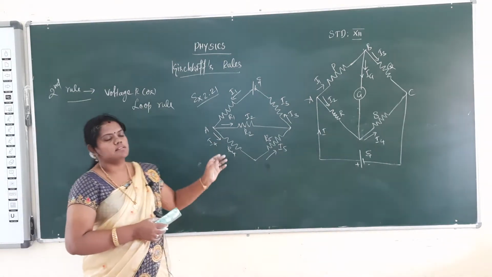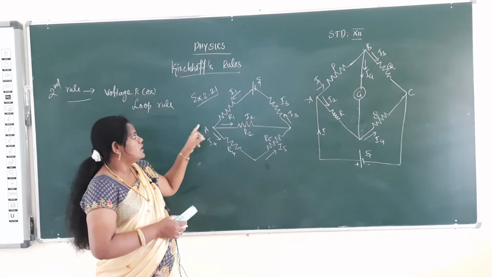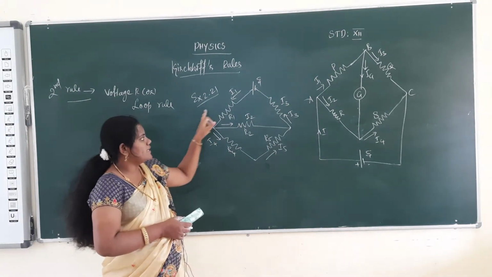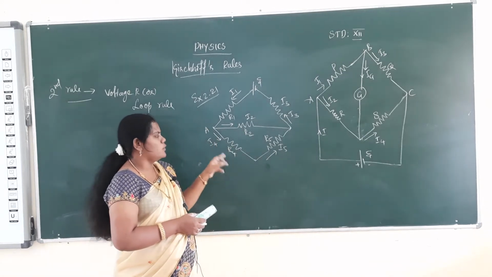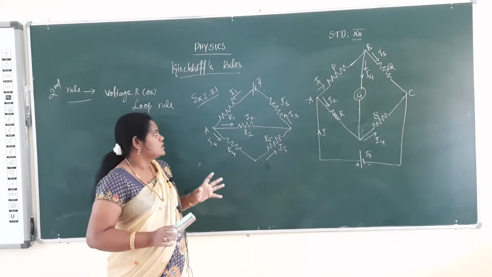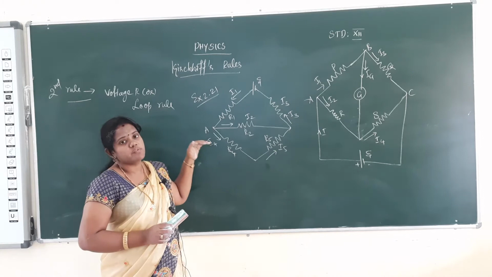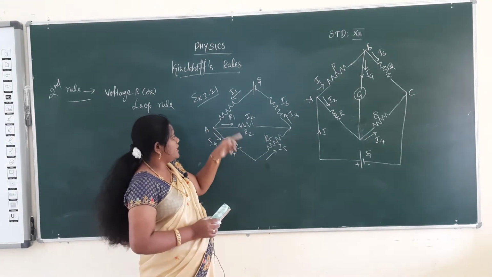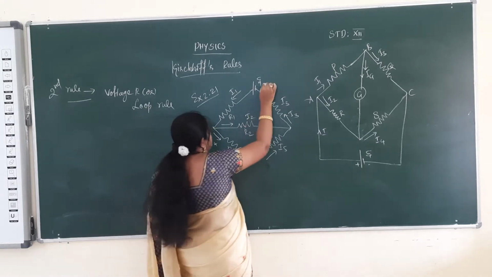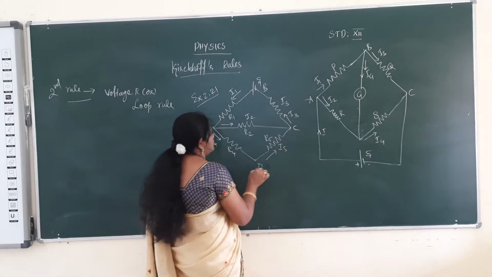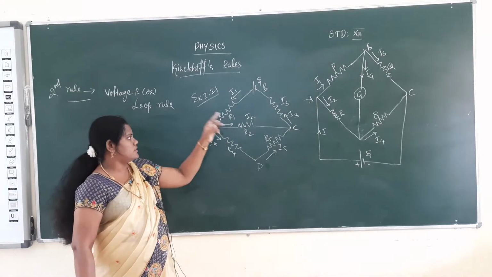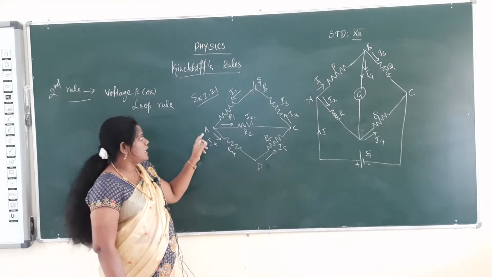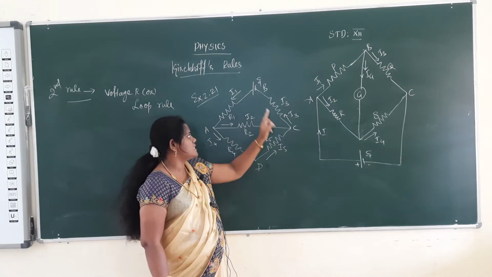I will explain this rule with one example. In our book there is one example, that is 2.21. One circuit is there, one loop is there. A loop is nothing but a closed circuit. That's why Kirchhoff's second rule is called the loop rule. Then A, B, C, D. There are four junctions.